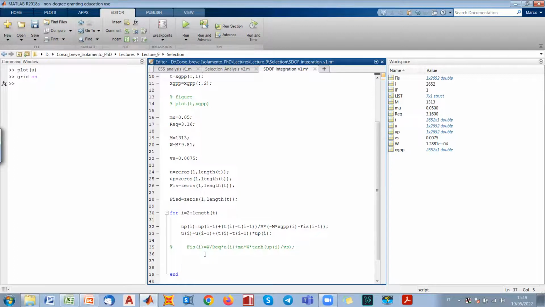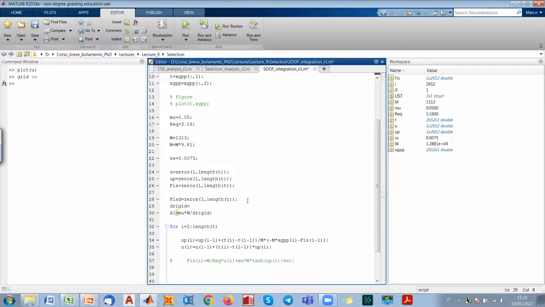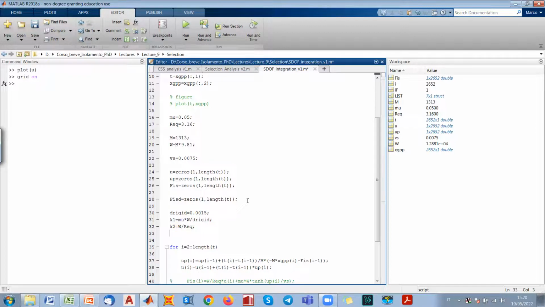And so let's check what we have to model, we just write here all the parameters. So we need the K1 and the K2, so that then we can change these parameters according to, for instance, lead rubber bearings. So K1 is equal to K rigid. So it was equal to friction coefficient times the weight divided by D rigid. Okay, and D rigid is equal to 0.0015, as we have seen yesterday. And then we have K2, and K2 is equal to W, so the weight divided by the equivalent radius of curvature.